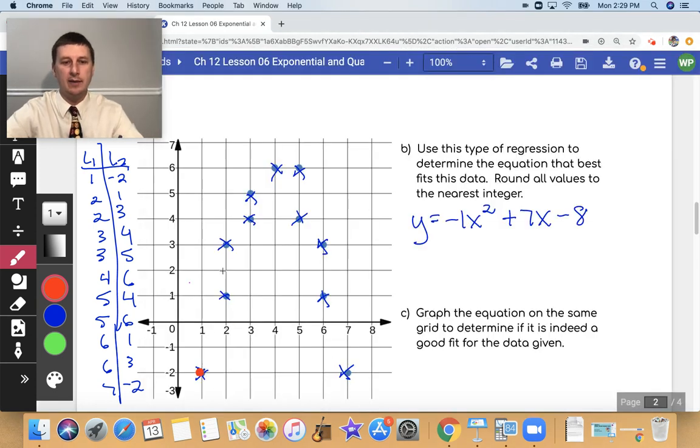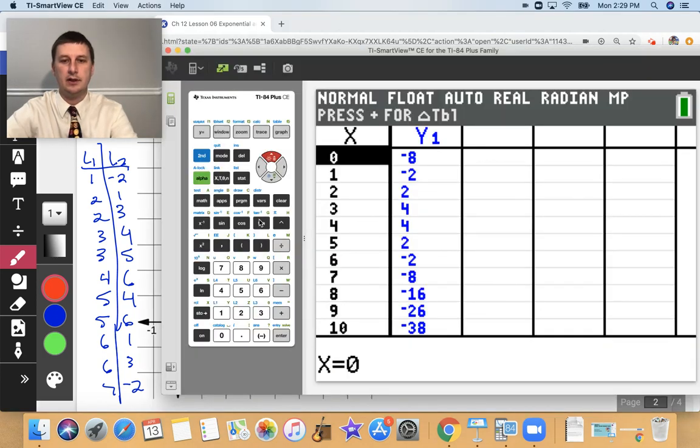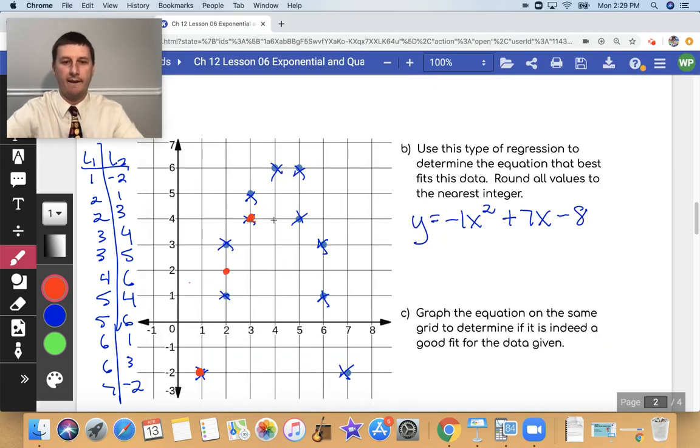We have the point 2, comma 2. All right, right between those 2 points. We have 3, comma 4. On another point. 4, comma 4. 5, comma 2. 6, and negative 2. So when we connect these points, we're going to try to draw the nicest quadratic we can. We go up and we come back down.